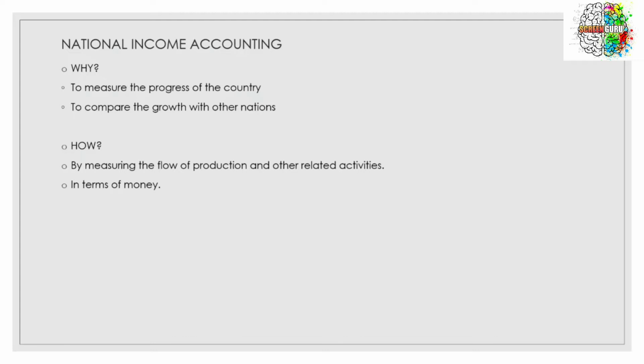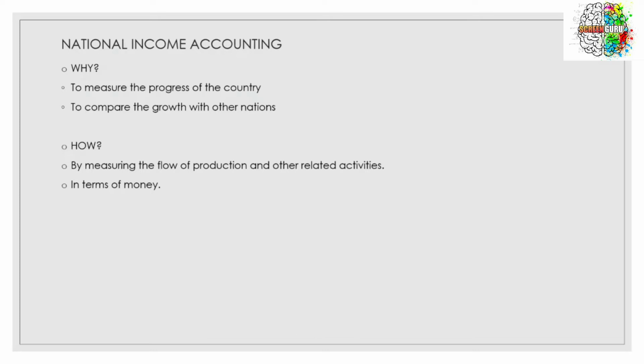We measure the national income by following the flow of production and other related activities. So what is it, the flow of production? Flow of production, we can say, is like the sum total or the aggregate of all the goods and services produced in the country. I'll explain everything in detail. So let us just know, flow of production means the sum total of all the goods and services that are produced in the country in monetary terms, in terms of money.